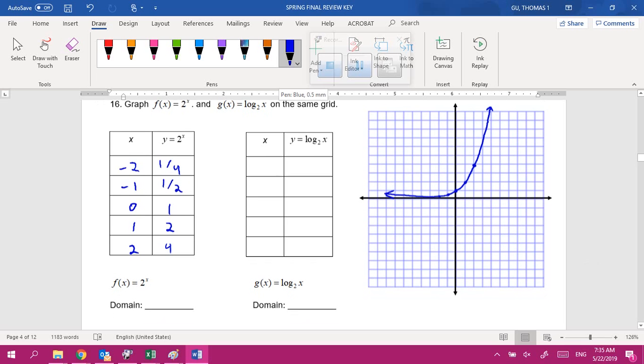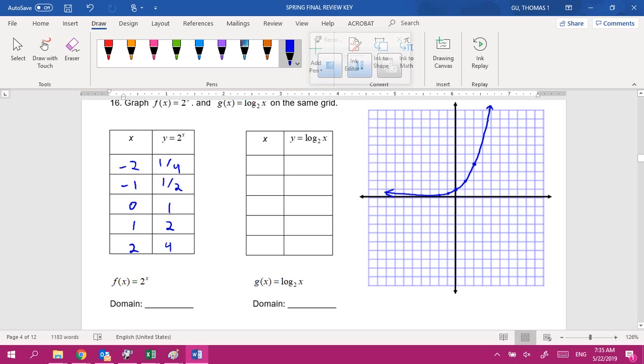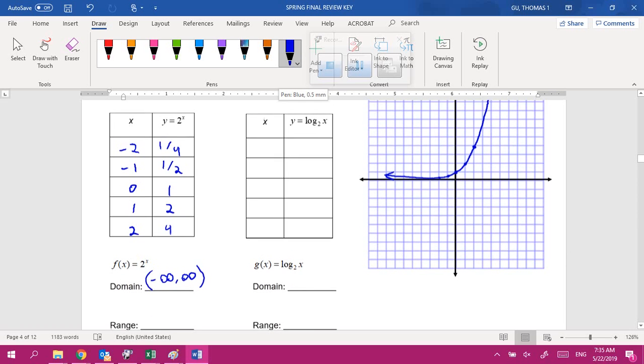Let's go ahead and write the attributes for this exponential function. So looking at that, what would the domain be for an exponential function? How far left does this graph go, and how far to the right does this graph go? Yeah, negative infinity to positive infinity. You can see that there's arrows on both the left and right side, so it never stops going left or right.